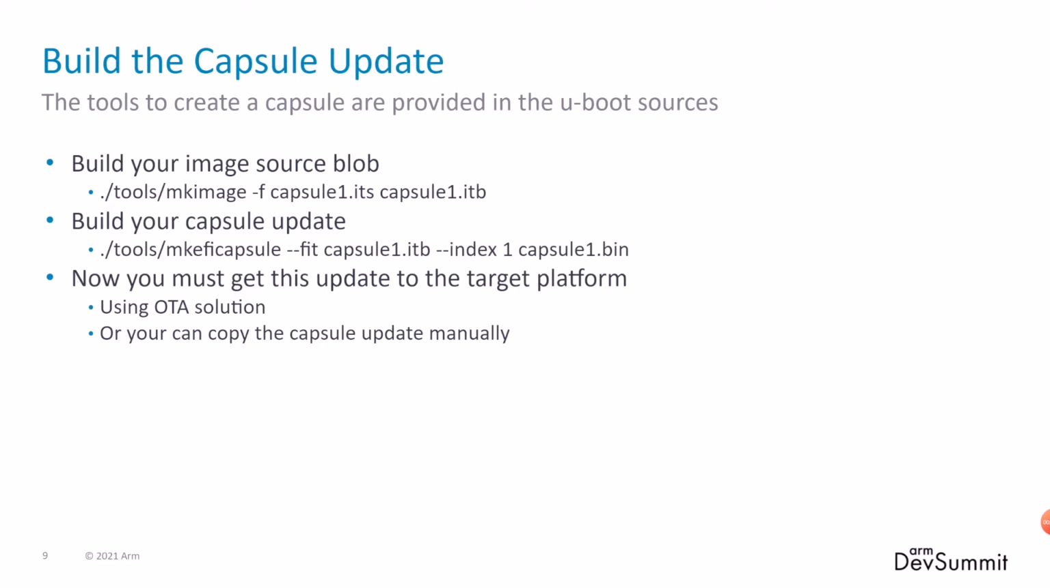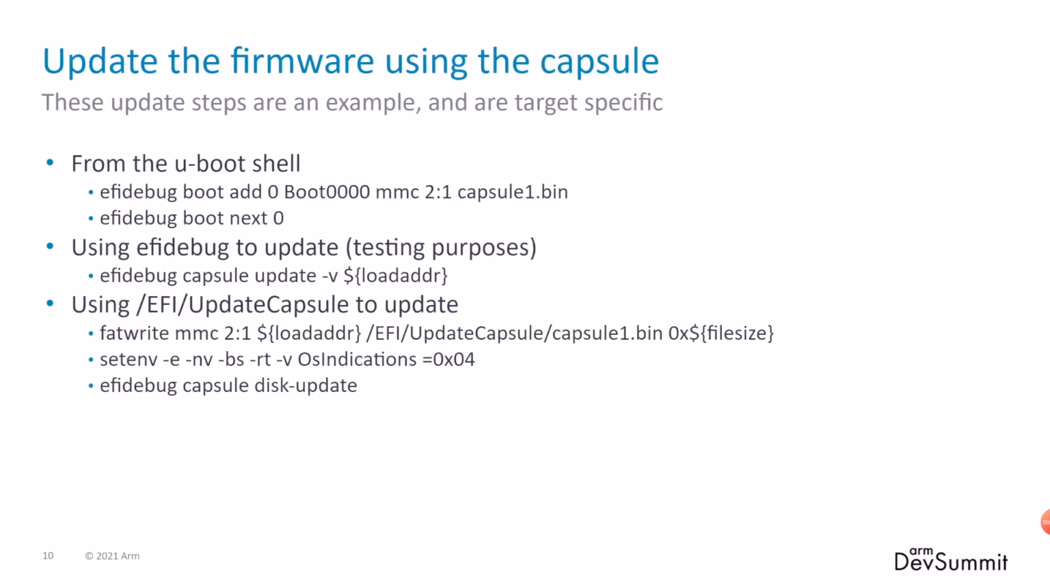And so now you've created a firmware update capsule that can be put onto the device and have that bootloader flash itself. So now the problem is, how do you get it on the device? Well, typically you would use an OTA solution, but for easy use, if you want to try this out, you can just copy the capsule somewhere where the boot firmware can read it.